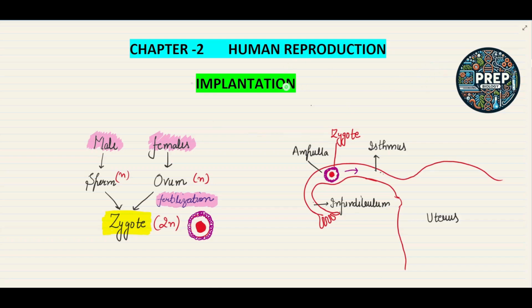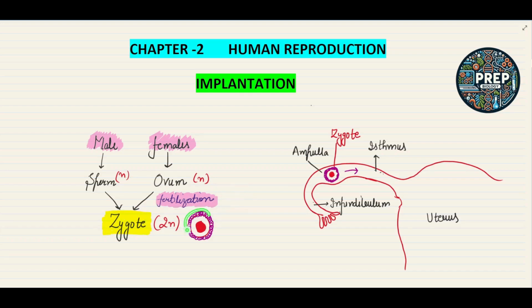So today we are going to discuss the process of implantation. In the previous class we discussed fertilization, and in this class we are going to discuss implantation. In the previous class we studied that the males release the sperms, and in the female reproductive system the ovary releases the ovum. The sperm and ovum fertilize, or fuse with each other, and form a zygote by the process of fertilization.